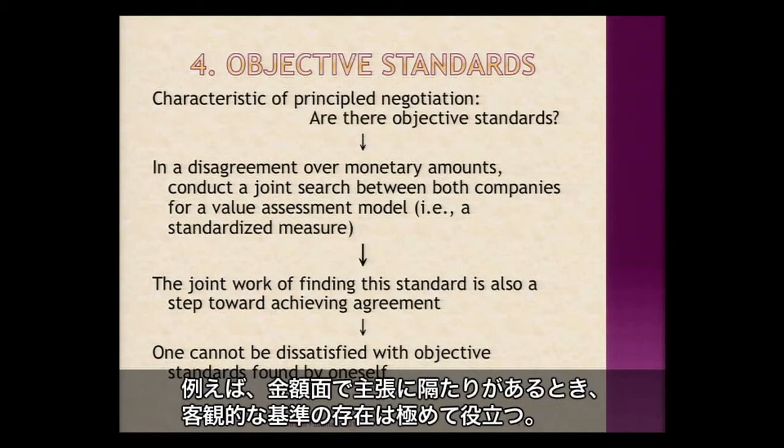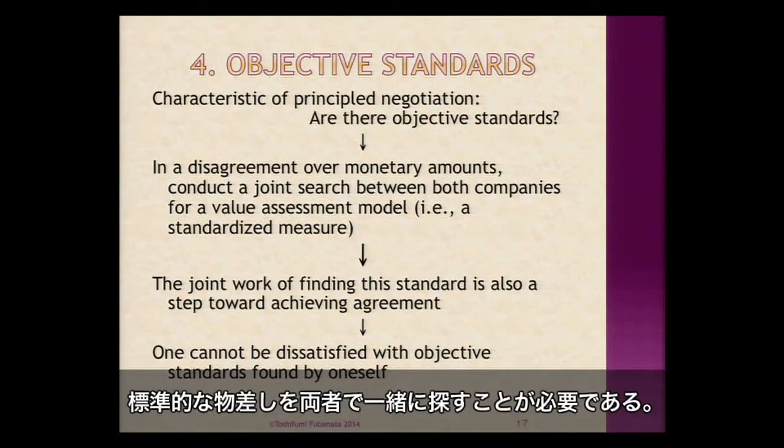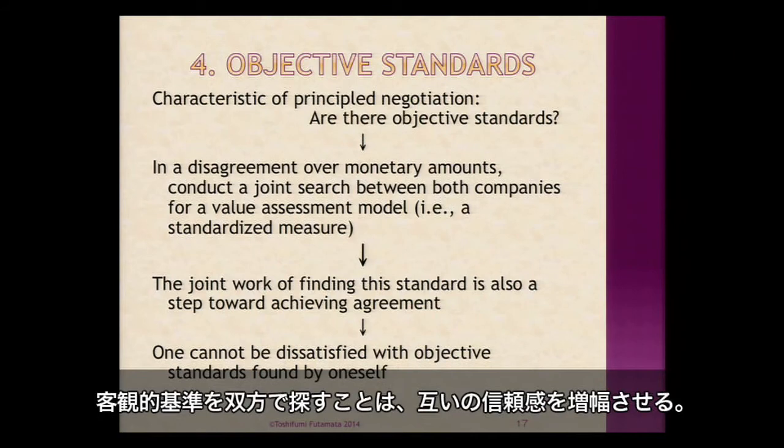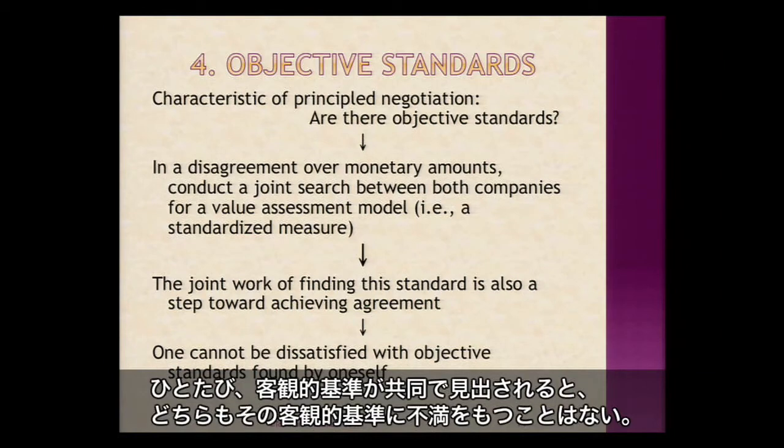During stage 2, persuasion, the existence of objective standards can help the smooth clearance of conflict. For example, how value will be assessed if there is a disagreement over a monetary amount. Please try to conduct a joint search for a standard of measure. This process will help both increase reliance. Once such objective standards are jointly found, no one can be dissatisfied with, so to say, their own created objective standards.